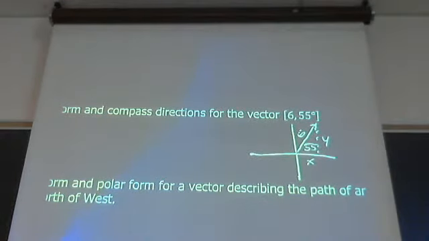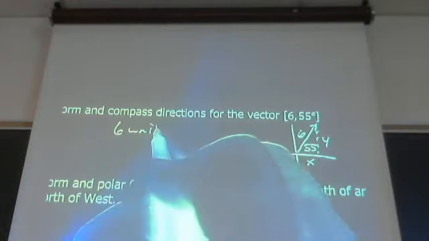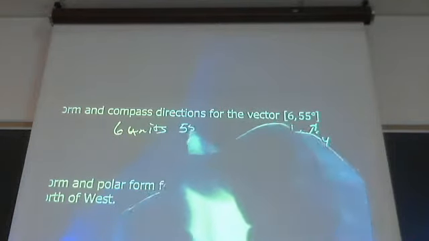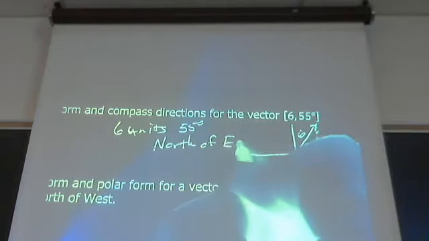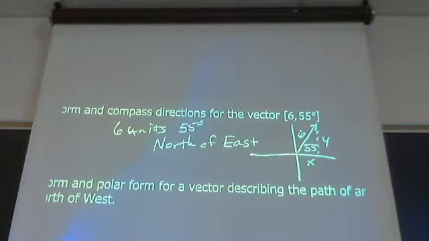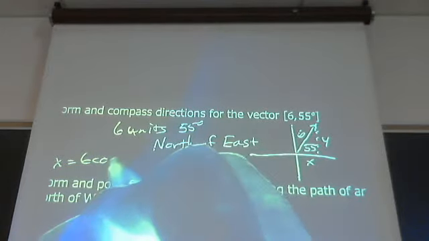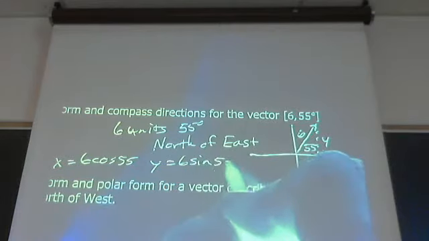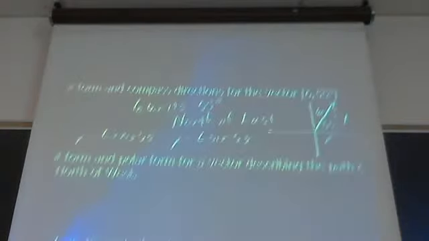In terms of compass directions, you're talking about 6 units, 55 degrees north of east. And then, of course, x is going to be equal to 6 cosine 55, and y is equal to 6 sine 55. And both of them have to be positive because you're talking about quadrant 1. Question, and you can get the decimals on your calculator.